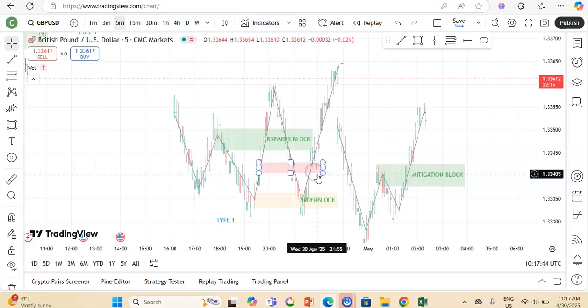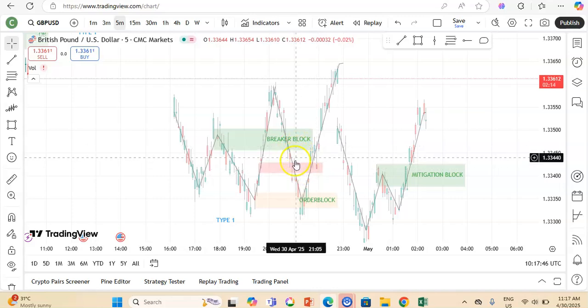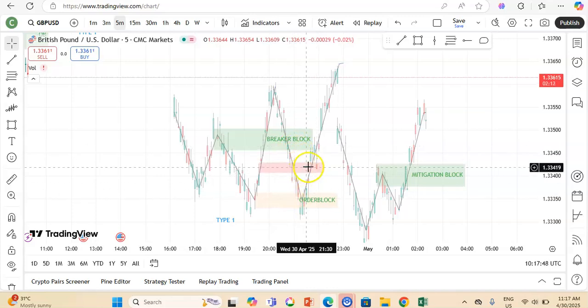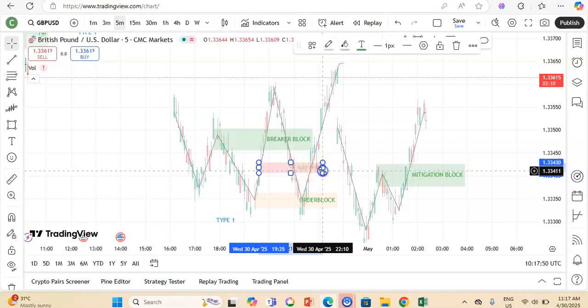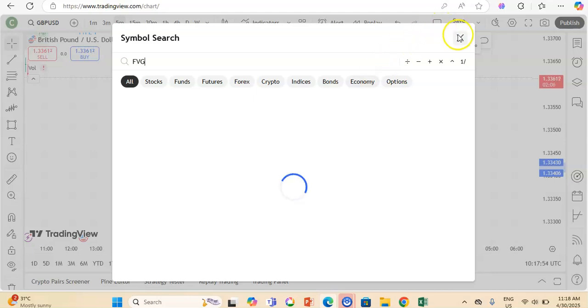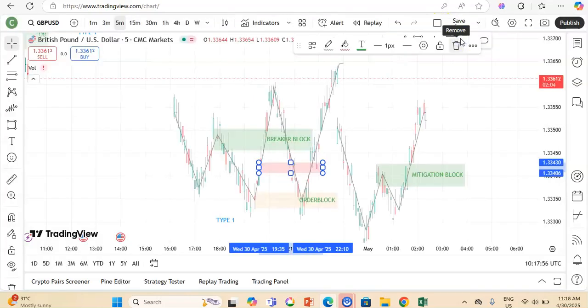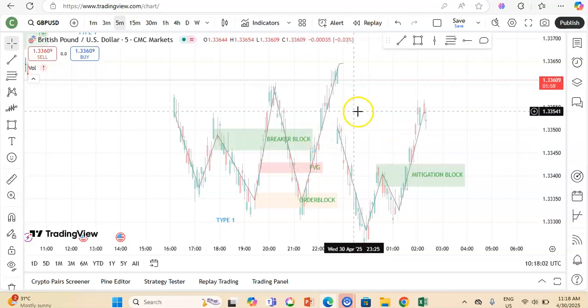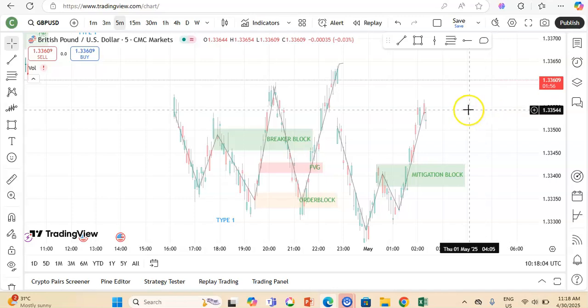Now, how do we know which one the market will use? Is it going to use this one, or this one? I know that will be the next thing on your mind. How do we know which one the market is going to use to drive price up? This is FVG, fair value gap. Okay? I think I'll explain fair value gap in the next video.